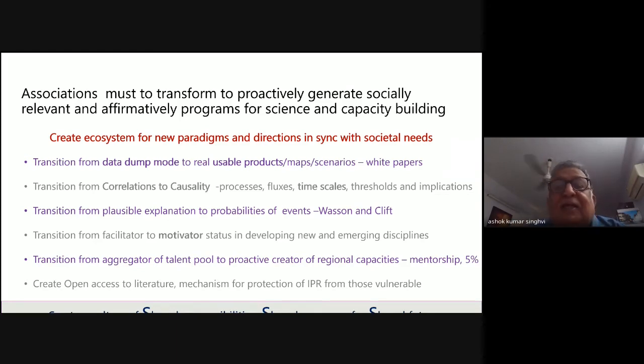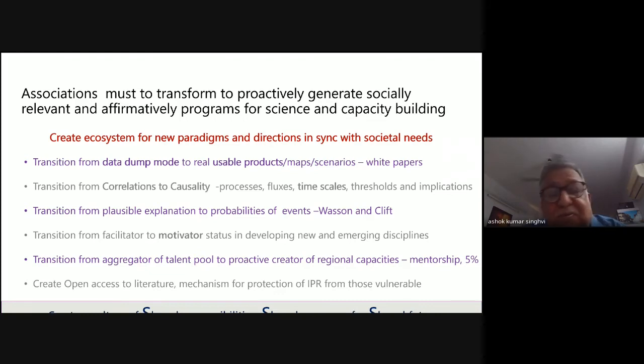The associations have to transit from being a facilitator of science to a motivator of doing new science and create new working groups, the focus groups in emerging disciplines. And I will talk about that in a minute. We need to transit from an aggregator of talent pool. We encourage everybody to come together, but we need to be proactive in creating regional capacity.